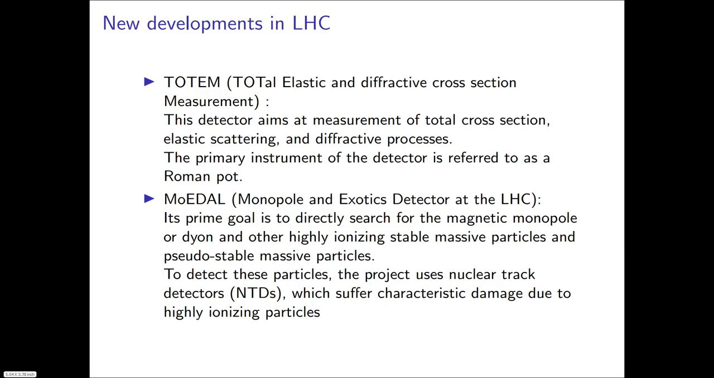We know that the cross section of a proton-proton collision is around 100 millibarn. How do we know that it's around 100 millibarn? It's from this TOTEM detector. The primary instrument of the detector is referred to as Roman Pots, because the detectors are kept in a cylinder around the heavy solenoid field. This measures the trajectory of the particle and gives us the characteristics of it.